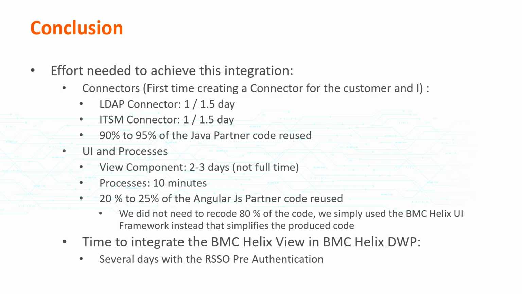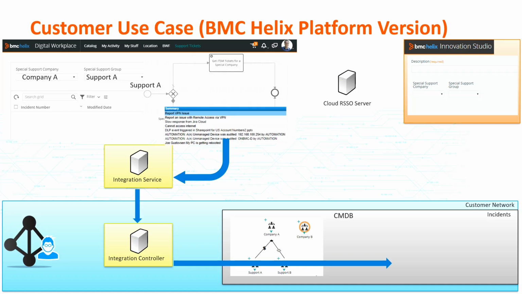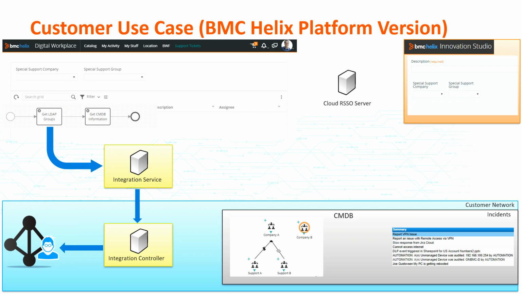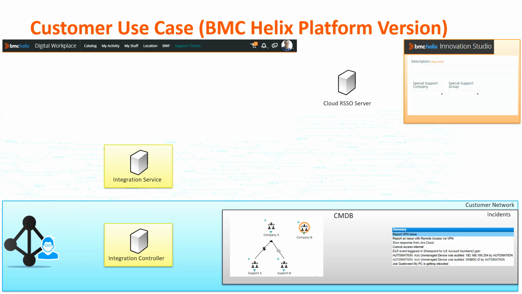The step that actually took the most time is the pre-authentication between Digital Workplace and BMC Helix platform. It took pretty much 1 week, and it was between us and the BMC support. But now everything is documented and should be much faster. So there is one step that is not possible directly from you, from the user.